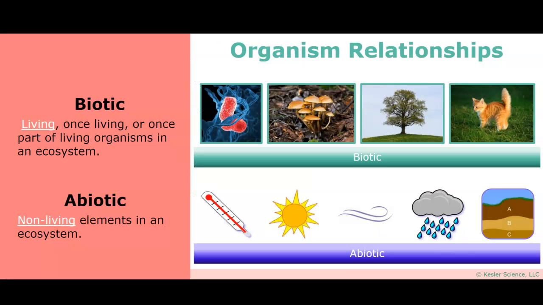Okay, organism relationships. So biotic is living things in an ecosystem. So anything that's actually alive or was once alive. Abiotic is things that were never living, will never live, such as wind, temperature, soil, things like that.